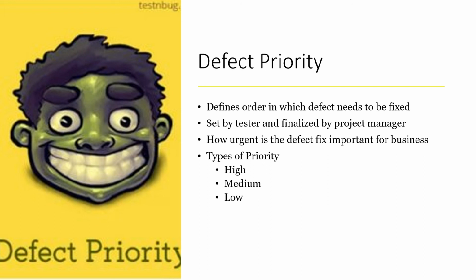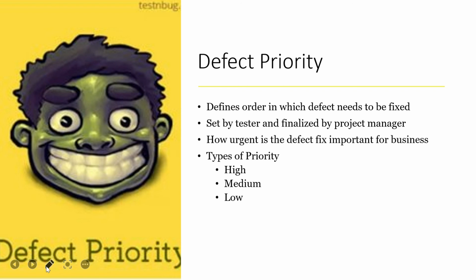So the priority is the order in which the developer needs to fix the defect, and how important the defect is for the business. Based on that, the developer will be marking the priority. Developer here means the development lead or manager or anyone. It defines the order in which the defect needs to be fixed. In a very rare case it will be set by the tester and finalized by the project manager. Usually it will be set by the developer and finalized by the project manager.